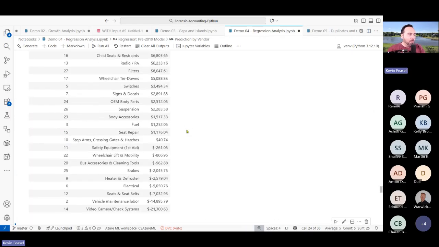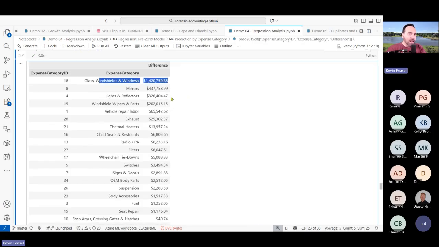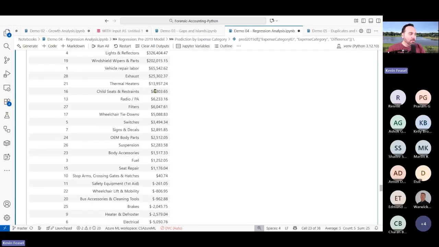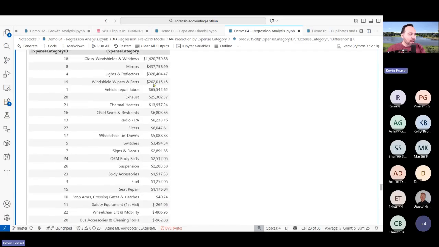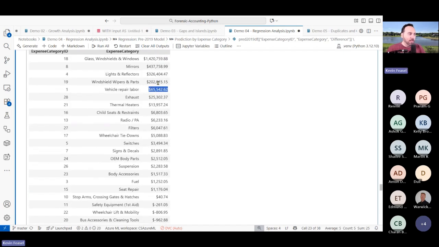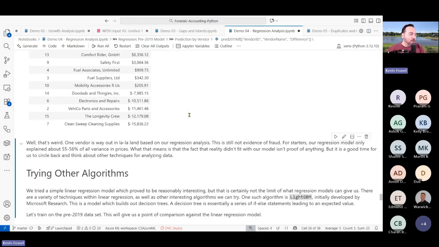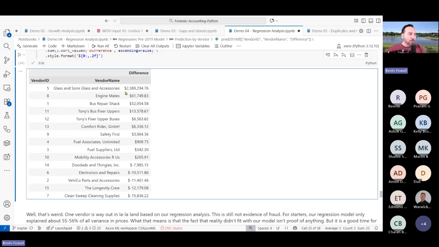But breaking this down by expense category, glass windshields and windows is off by $1.4 million. Mirrors is off by 400K, and everybody else is kind of flopping in this area. We're high on a few things, but once you get down to about vehicle repair labor, everything's within 5 digits US dollars. These 4 are significantly higher. So again, might be looking at what's going on here. If we look at this by vendor, we have one vendor who is 2 orders of magnitude different from everybody else. That's weird. That's quite weird.